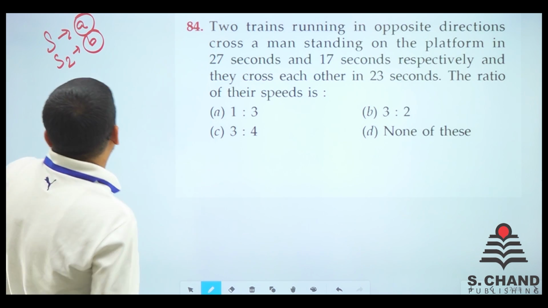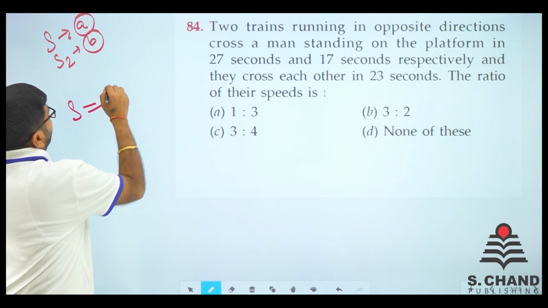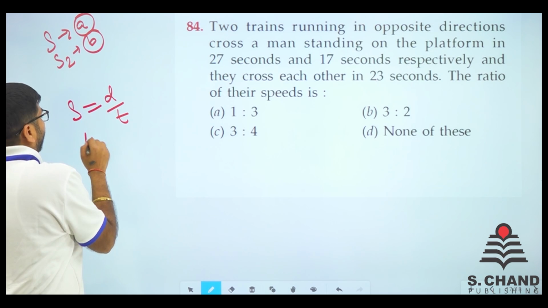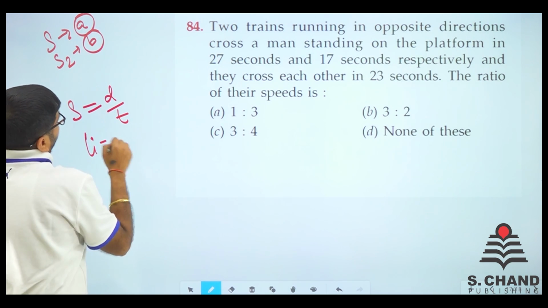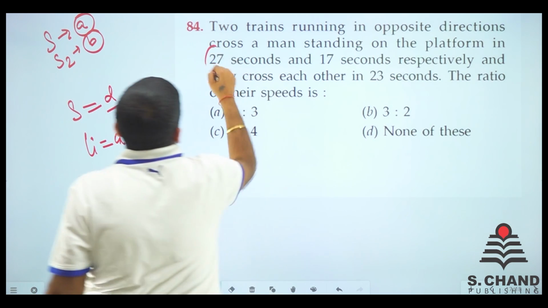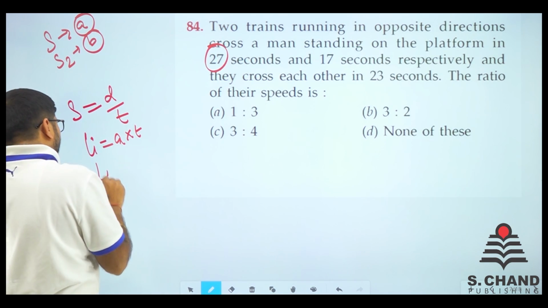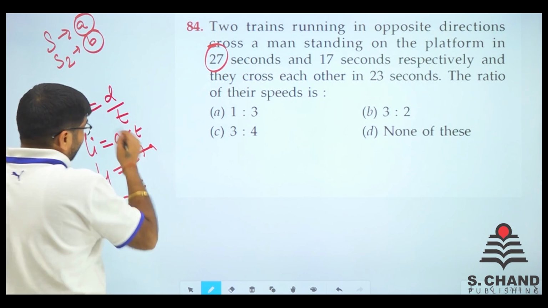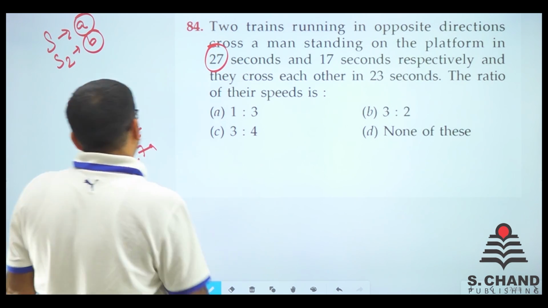So speed is equal to distance upon time. So distance, that means length of first train. Length of first train is A into T. And what is the time for the first? That is 27. So length first is equal to 27A. And length second, in a similar way, we can do 17B.